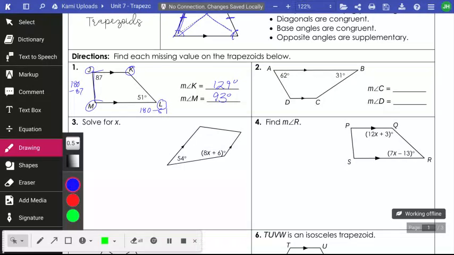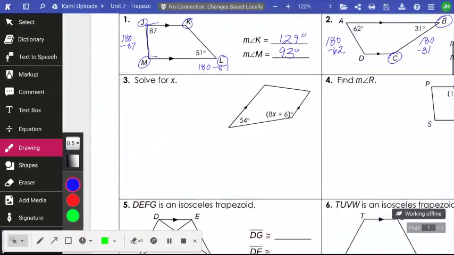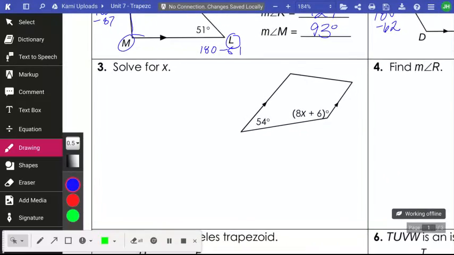Number 2, if we are finding the measure of angle C, it is supplementary with angle B. So I'll do 180 minus 31 to get 149 degrees. And to find angle D, I'll use angle A and subtract 62 from 180, and I'll get 118 degrees.